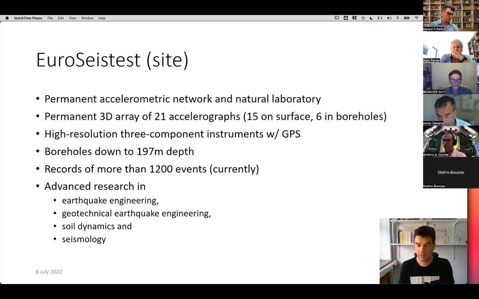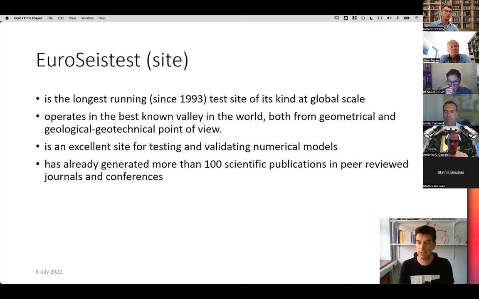Until now, we have recorded more than 1,200 events, and the whole test site has helped in advancing research in earthquake engineering, geotechnical earthquake engineering, soil dynamics, and seismology. Now, EUROSEISTEST is the longest running test site of its kind at global scale. It runs actually since 1993.